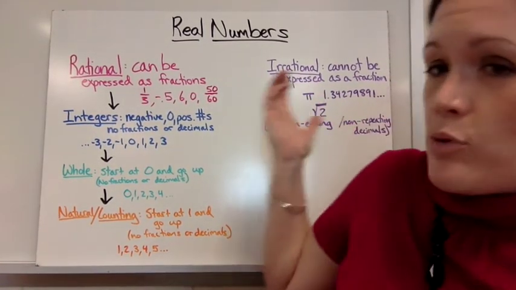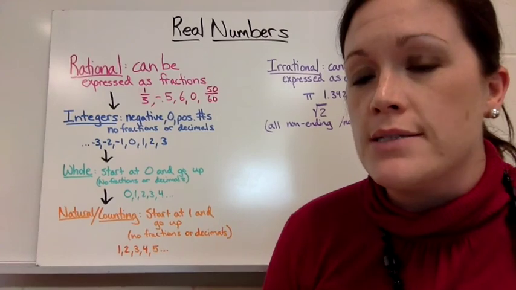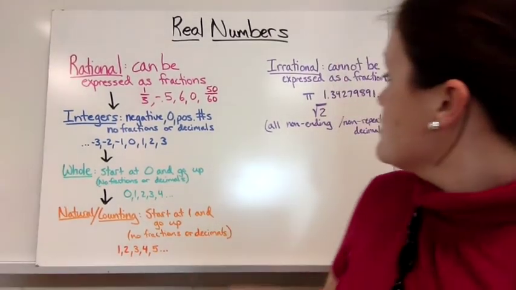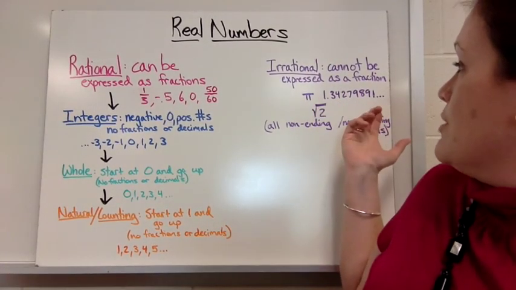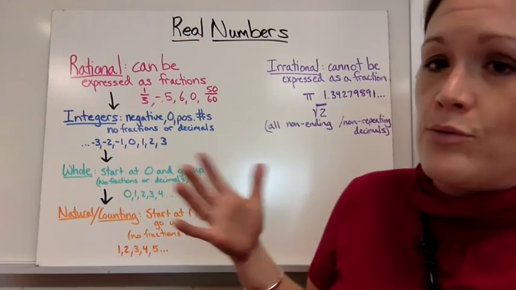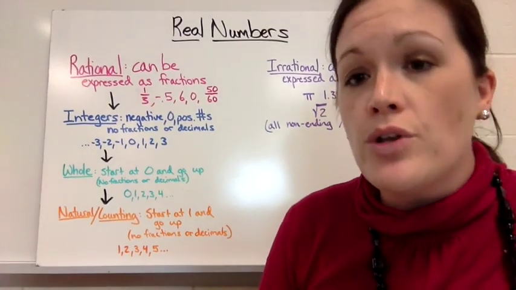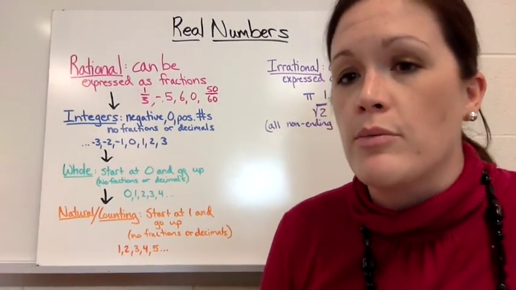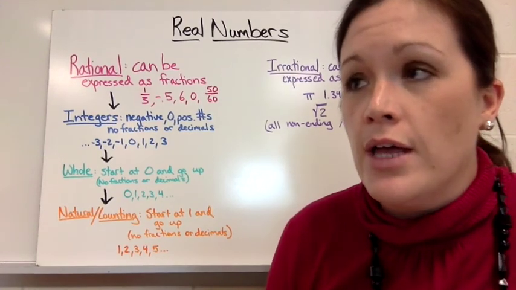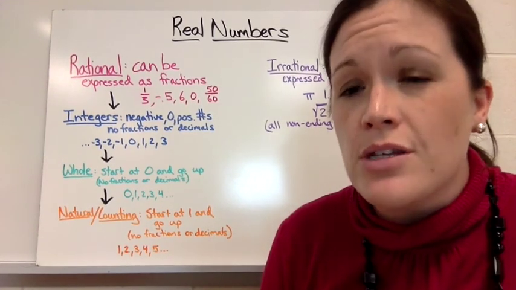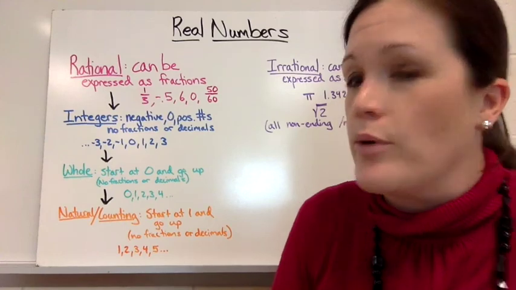This is another example. I just made up a decimal that never ends and never repeats. For instance, 1.34279891, that kind of thing. So if on your calculator, for instance, you come up with a number, you hit math, enter, and it won't transfer to a fraction, you know that's an irrational number at that point.